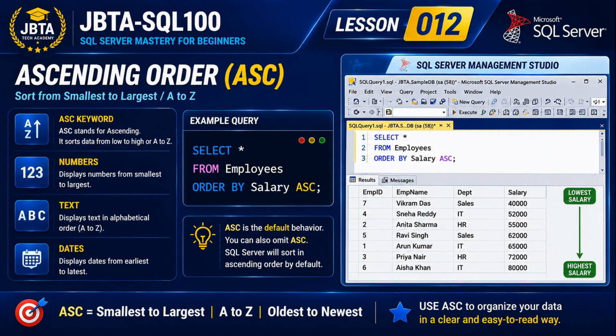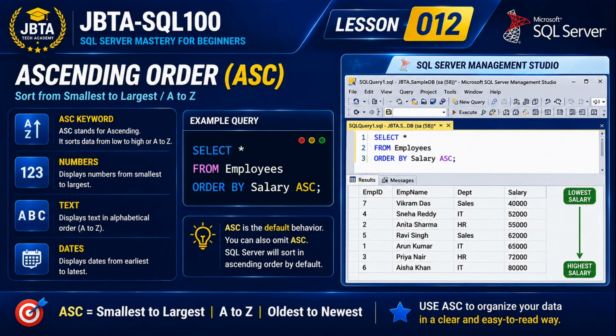Now let's learn how to sort data in ascending order. Ascending order is the default sorting order in SQL Server. The keyword used for ascending order is ASC, which stands for ascending. When you use ASC, SQL Server arranges the data from the smallest value to the largest value.